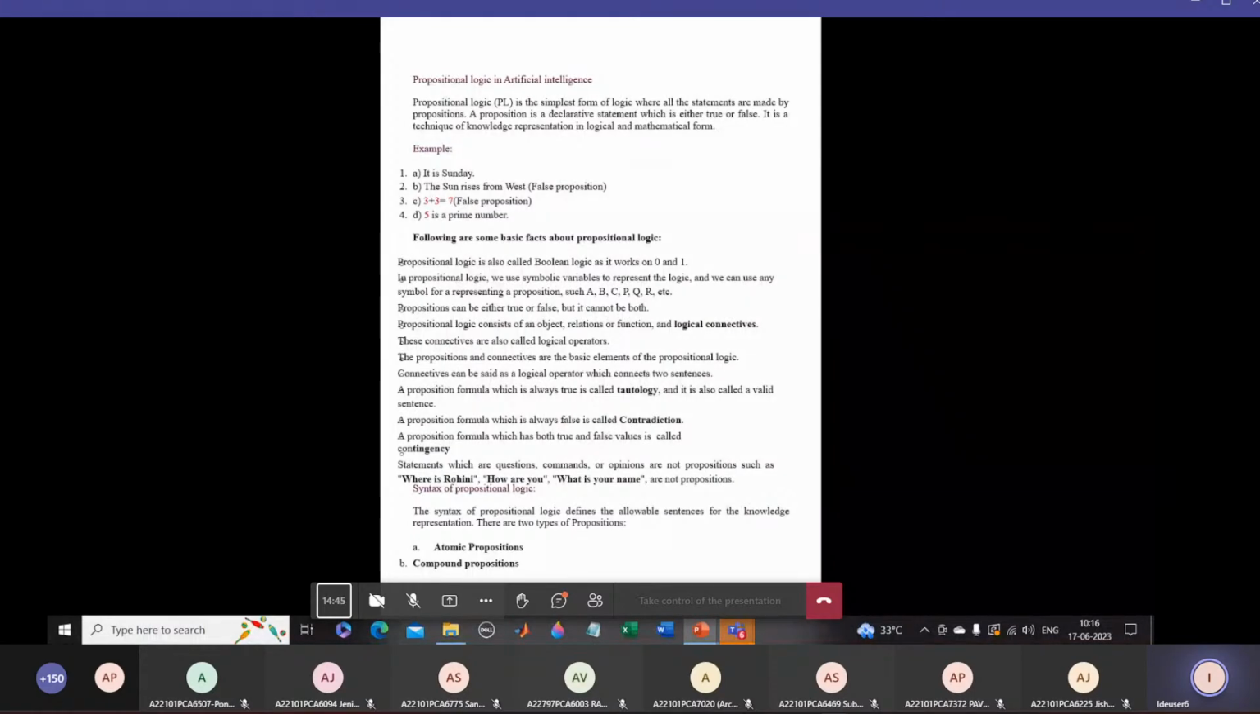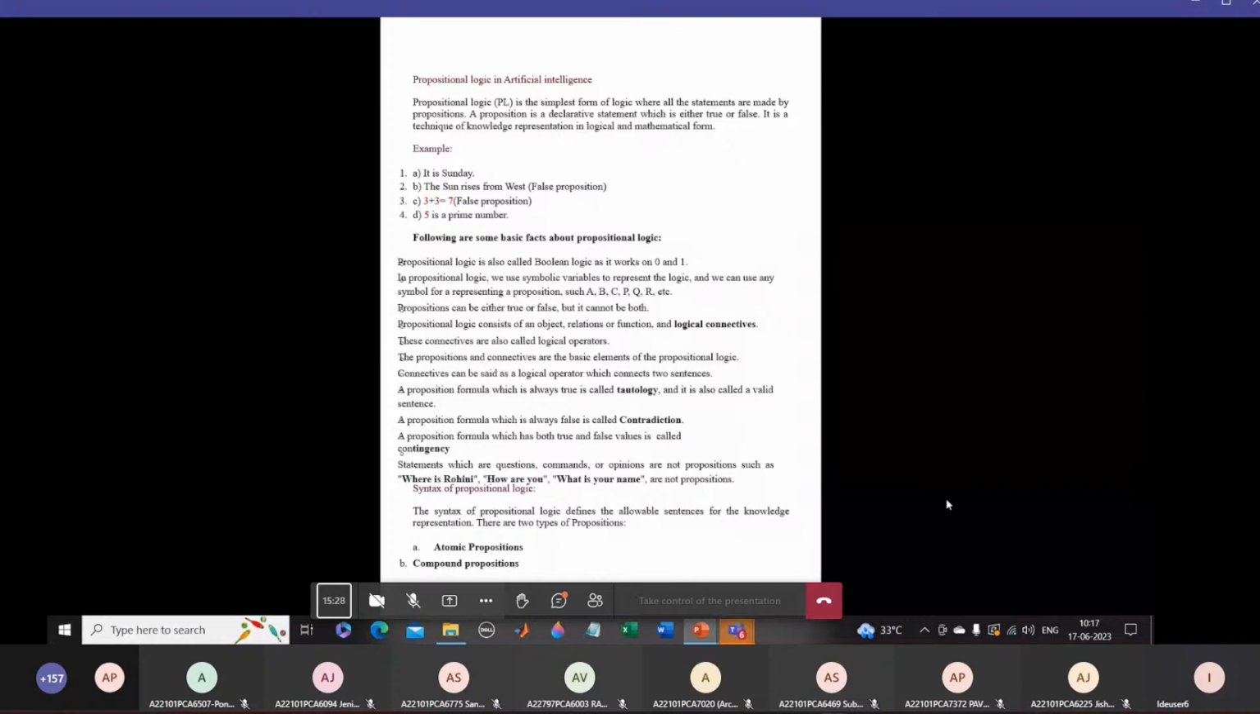So what does it consist of? Objects, relations or functions, and some logical connectives, also called logical operators. The propositions and connectives are the basic elements of propositional logic. If a formula is always true, that is called a tautology. When it is always false, it is called a contradiction. When a propositional formula has both true and false values, it is called a contingency.